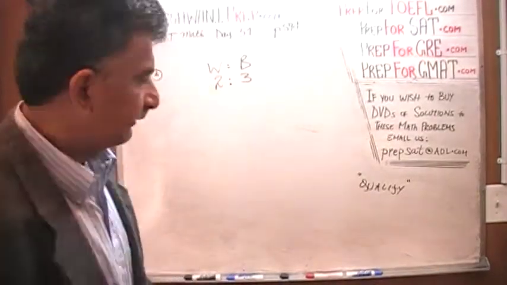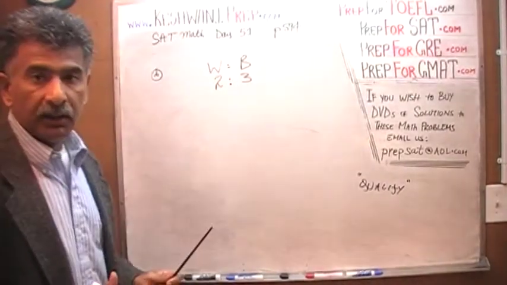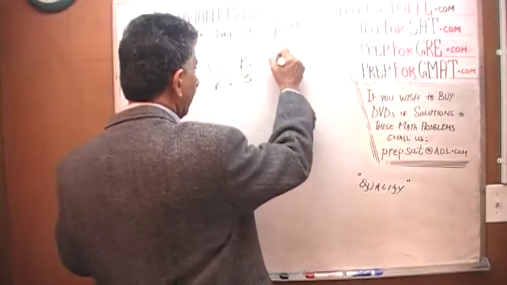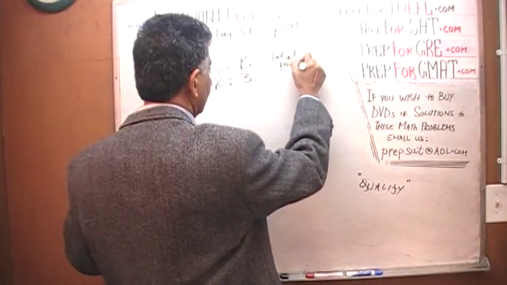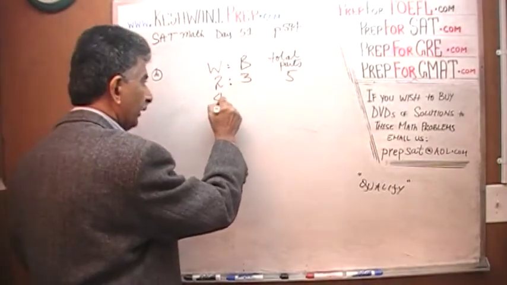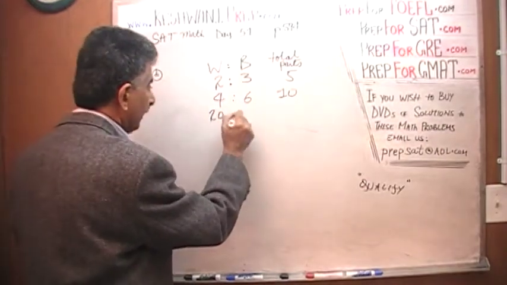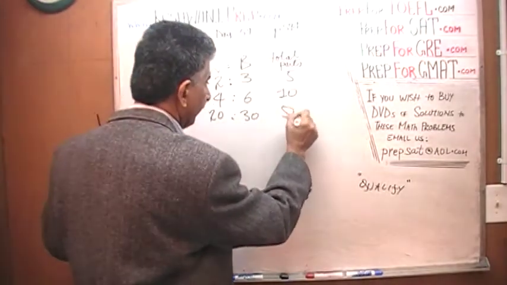What we have to understand here is that, because there are 2 of one kind and 3 of the other kind, the total parts are 5. Which means we can have 4 of one kind and 6 of the other kind, that is possible. We can have a total of 10. We can have 20 of one kind and 30 of the other kind. We can have a total of 50.